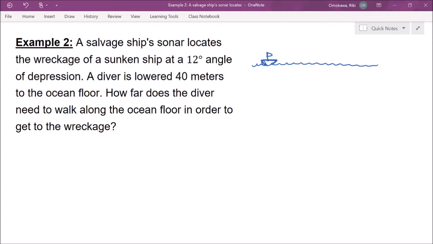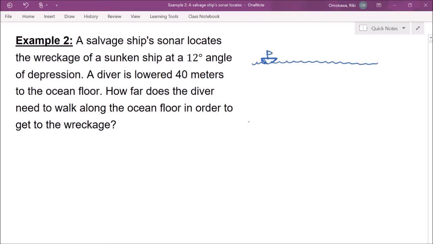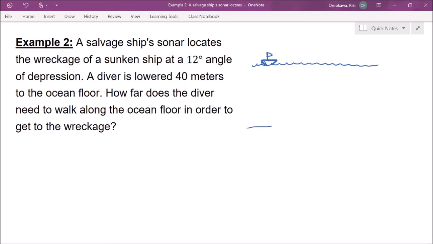Here's the ship. And then a diver is lowered to the ocean floor. So here's the ocean floor. And this is rather unrealistic, but for our purposes, we're going to assume that the ocean floor is totally flat. And then here's the diver lowered on a line right here.